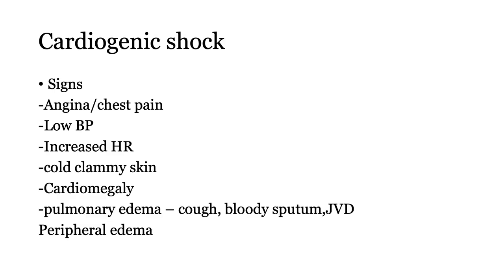So what are the signs of cardiogenic shock? Depending on the cause of it, the patients will present with chest pain, which is from angina. They will have a low blood pressure. They'll have an increased heart rate, again, which is a compensatory mechanism. And because of the peripheral vasoconstriction, we shall have cold, clammy skin. Then when you do a chest x-ray, you shall notice that the heart shadow will be bigger, so there will be cardiomegaly. There will be pulmonary edema, so the patient will present with cough, bloody sputum, and jugular venous distension. Then there will be peripheral edema because of backing up.